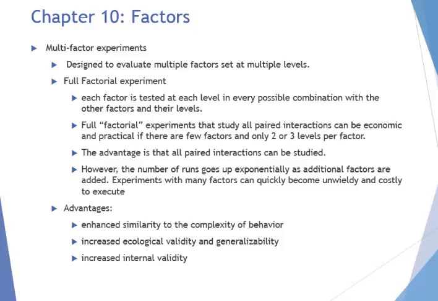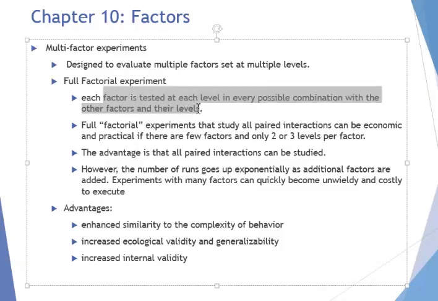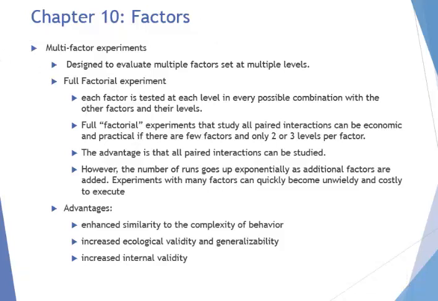All of that stuff is the focus of a factorial experiment, and a full factorial experiment is where each factor is tested at each level in every possible combination. It studies all paired interactions, can be economical and practical if there are a few factors. If there are a lot of factors, it may be virtually impossible to test that many different experiments. But if there are only a couple of factors, if we're talking about just 3 drugs and 3 maladies and maybe 2 or 3 different possibilities of dosages, maybe you can do a full factorial experiment.